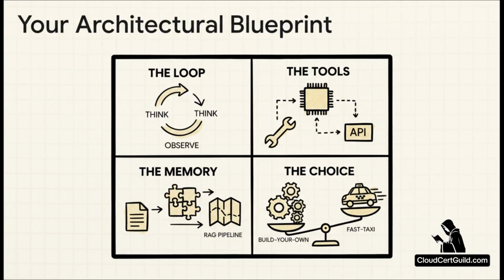So, let's just quickly recap the blueprint we've assembled. First, the loop. Agents run on that think, act, observe cycle. Second, the tools. Function calling gives that agent hands to work with APIs. Third, the memory. The RAG pipeline connects your agent to your proprietary data. And finally, the choice. You get to strategically balance the control of open source with the speed of proprietary models.